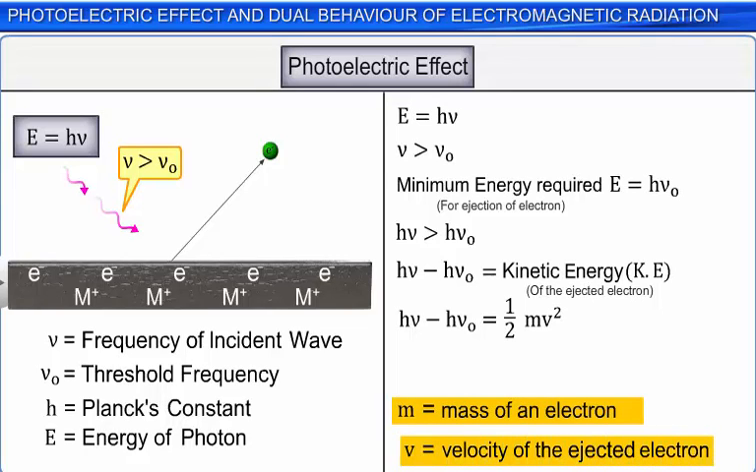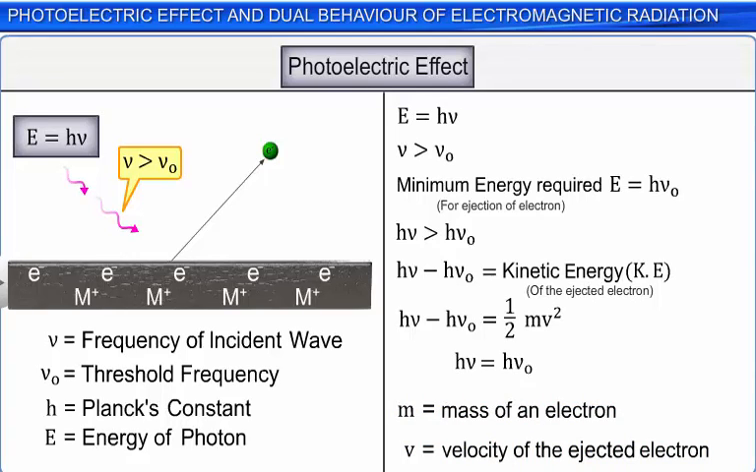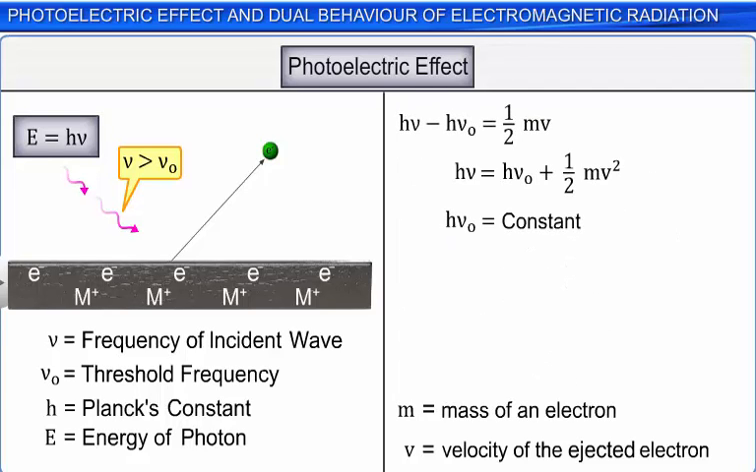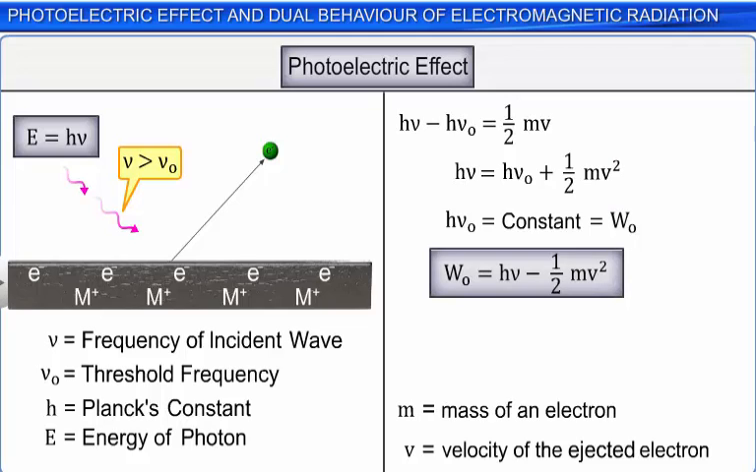On rearranging the equation, we get h nu is equal to h nu0 plus half m v squared. h nu0 is constant for a particular metal and is designated as W0, which is called work function. Now, the equation in terms of work function is as shown. Let us observe the values of work function for a few metals.